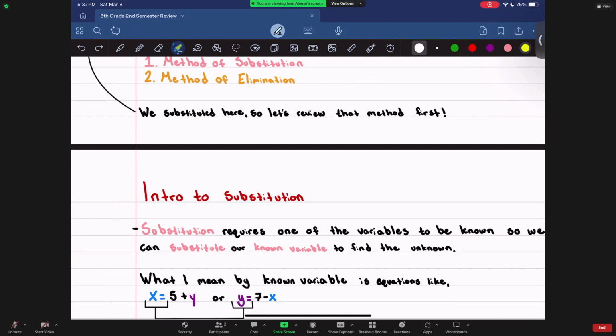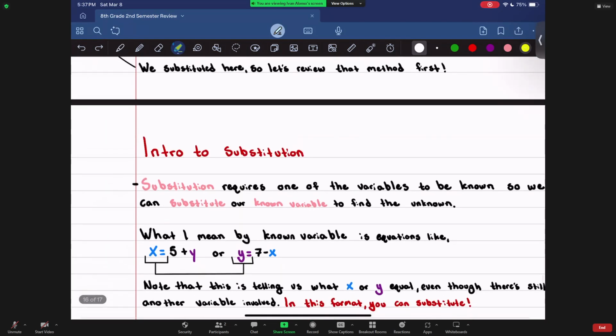If I give you these two statements and I ask you what is x, you should be able to tell me x is equal to 5 plus y. If I ask what y is, you should tell me that y is equal to 7 minus x. So that's why I have these highlighted here, right? They're telling us what x or y equal, even though there's still another variable involved, right? As you can see here, there's still a variable in these two statements. We know what the other one is. We know what x is and we know what y is.